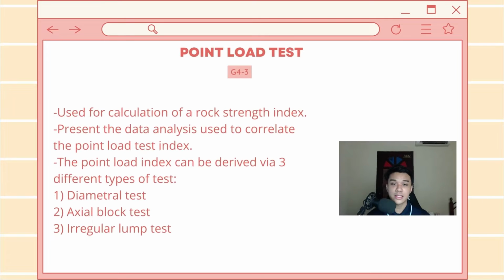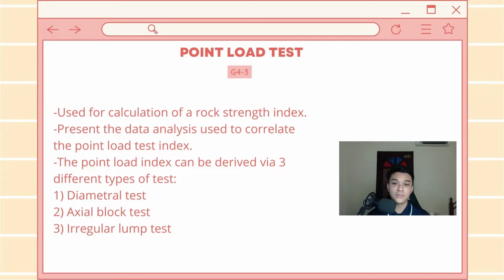The point load test is an accepted rock mechanics testing procedure used for the calculation of a rock strength index. This index can be used to estimate other rock strength parameters. The focus of this test is to present the data analysis used to correlate the point load test index.